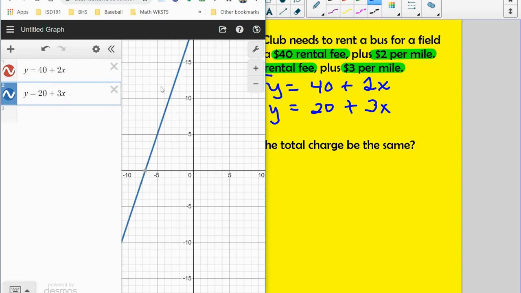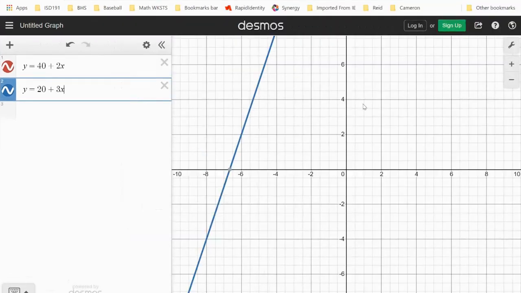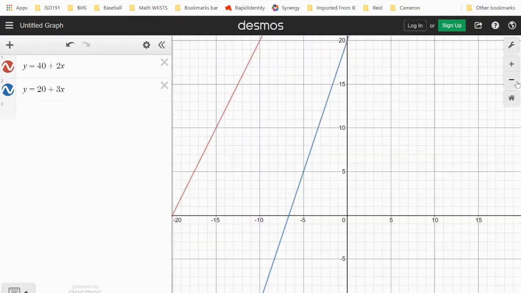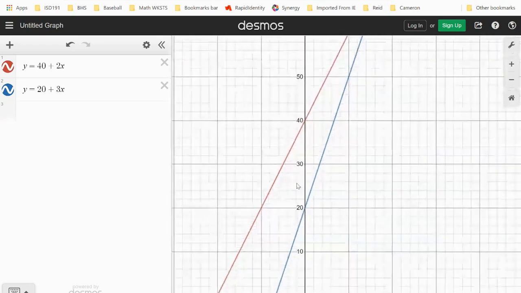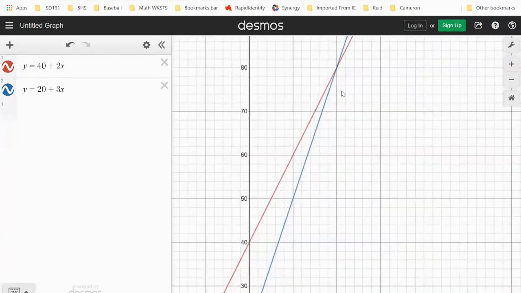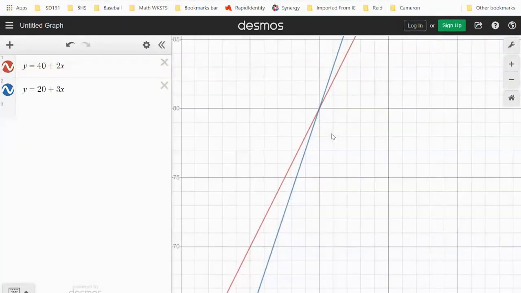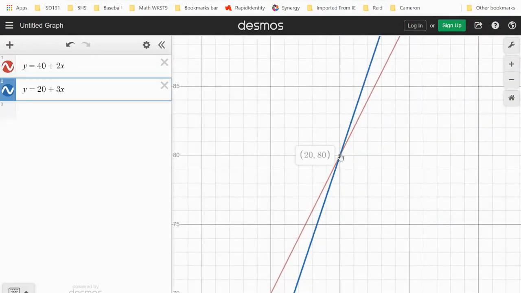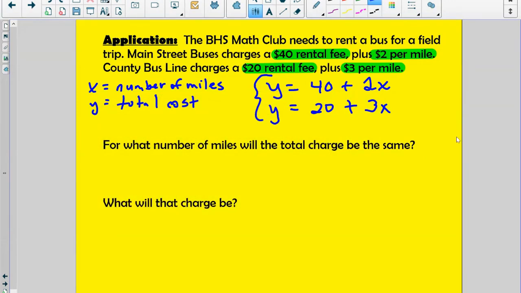Now I only see my blue line here, so let's make this bigger and maybe zoom it out. Let's see, oh, there it is. Okay, so I found it. I can see my lines are getting closer together as I move up here. I want that point of intersection, which is at (20, 80). All right, so our solution to this system was (20, 80). And we have to think about, well, what do those numbers represent?